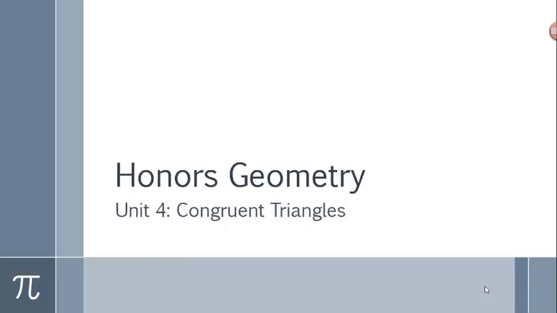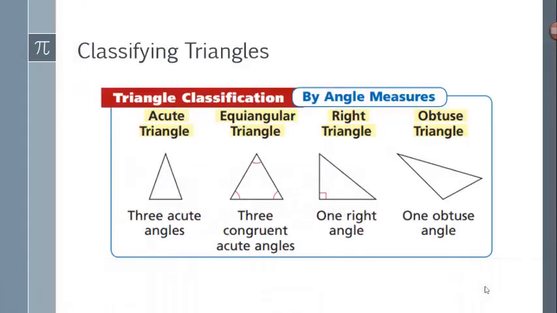in this unit. So this video is just intended to be an introduction to different types of triangles, and there's going to be a lot of information here. Most of what you see in this video are things that you should already know or are pretty logical. So let's first talk about different types of triangles.